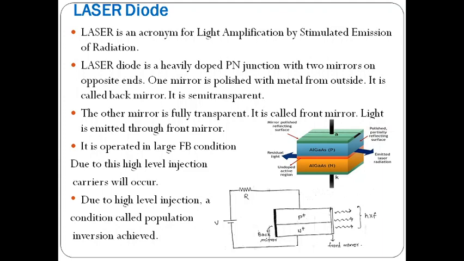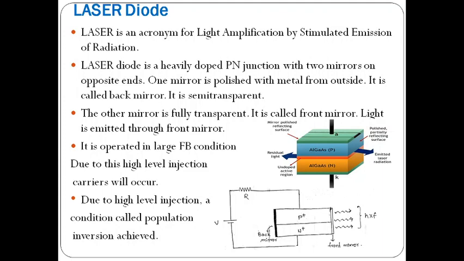The operation of the laser diode is similar to the light emitting diode, but the light emitting diode has spontaneous emission, while here it is a stimulated emission. To get the stimulated emission, we are using the two mirrors. These two mirrors are used to convert the spontaneous emission to the stimulated emission, and they also amplify the photons or light.